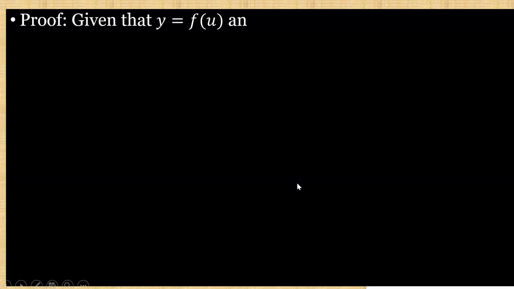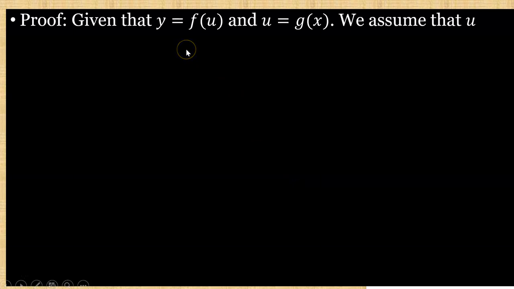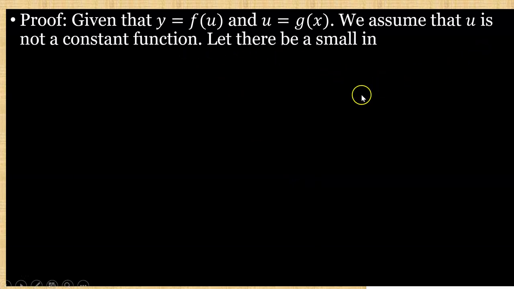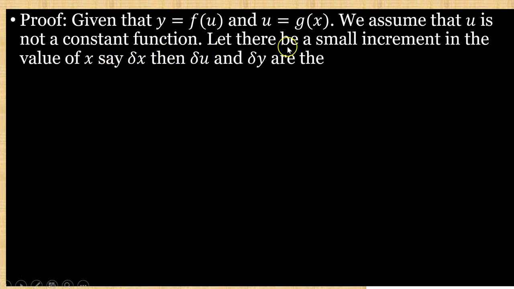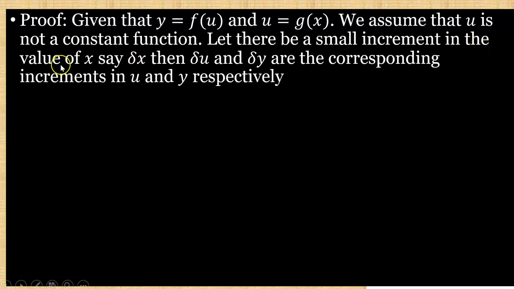Proof. Given that y is equal to f of u and u is equal to g of x, we assume that u is not a constant function. Let there be a small increment in the value of x. Say that increment is delta x. Then delta u and delta y are the corresponding increments in u and y respectively.